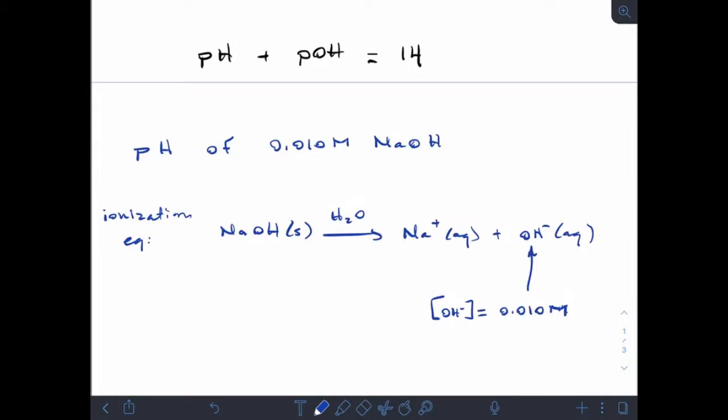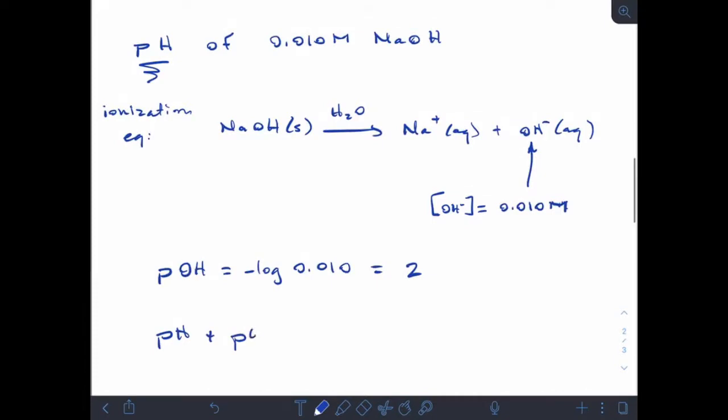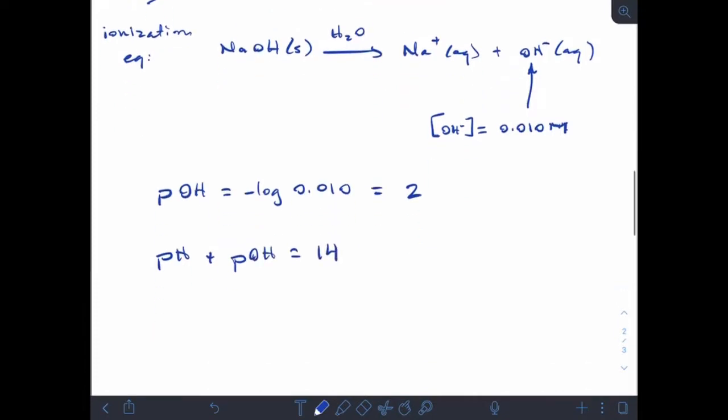All right, this is the same idea as when we were dealing with colligative properties. Remember when we were talking about concentrations of ions in a solution given the concentration of a compound? If I have 0.01 molar sodium hydroxide, that means that I have 0.01 molar Na+ and 0.01 molar OH-. Okay, so if I want to know the pH, I first have to find the pOH, because that's all I have at the moment. So pOH, we take the negative log of 0.01, which equals 2. And then pH plus pOH equals 14. So the pH equals 14 minus the pOH. 14 minus 2 is 12.